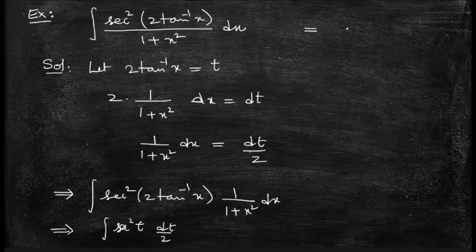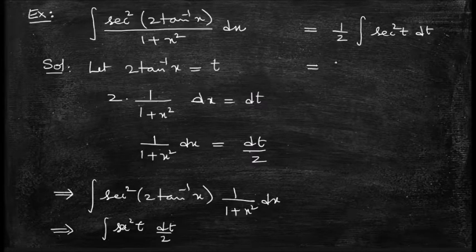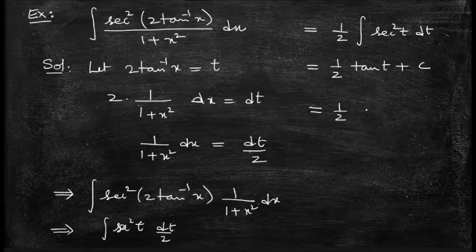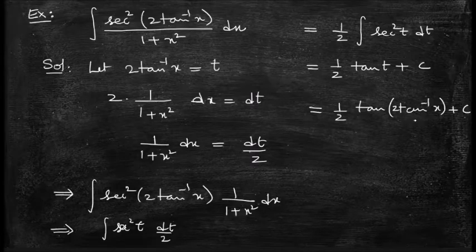Now I can take 1 by 2 out: integration of secant square t dt. We know integration of secant square t is tan t plus c. What is t? We have supposed 2 tan inverse x. So it is half times tan of 2 tan inverse x plus c. Hope you have understood this problem. One more example.